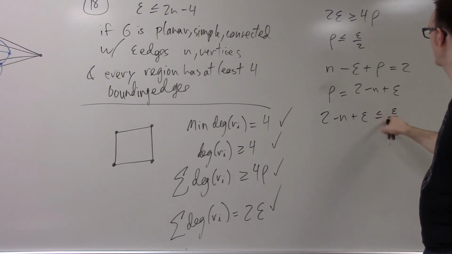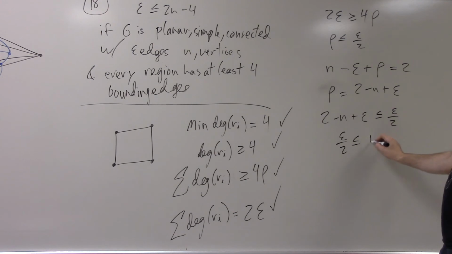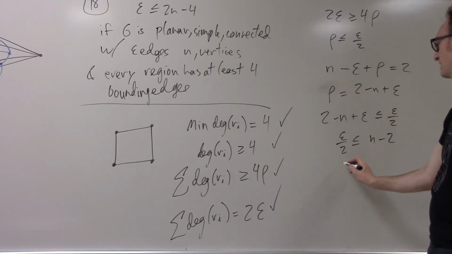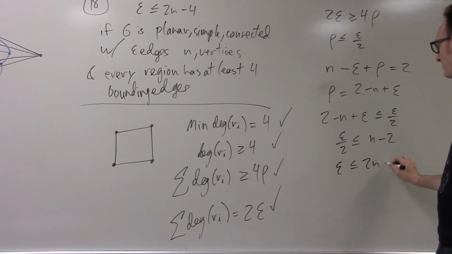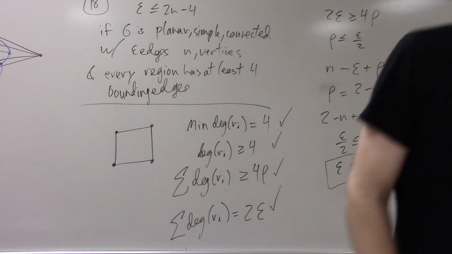All right, doing some math. I get that epsilon over 2 is less than or equal to n minus 2. Is that what I was trying to show? Yeah, basically it is, right? That epsilon is less than or equal to 2n minus 4. Good? Alright, good, we have 10 minutes left.